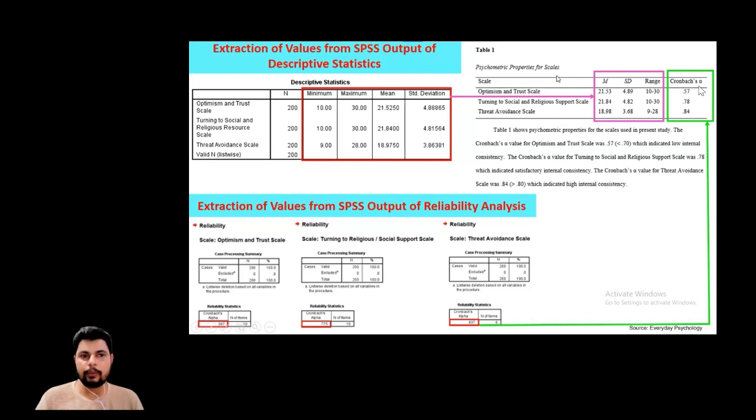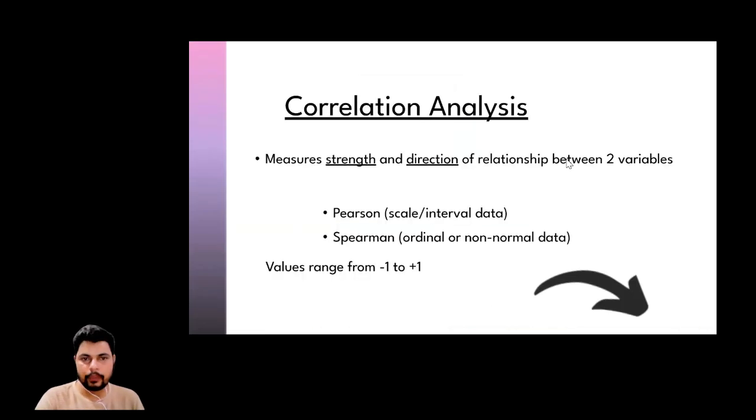And after that, we get the Cronbach alpha, which we find here in the reliability output. The third analysis is correlation analysis. Correlation analysis is basically used to measure the strength and the direction of the relationship between two variables or more than two variables. I just mentioned two variables here.